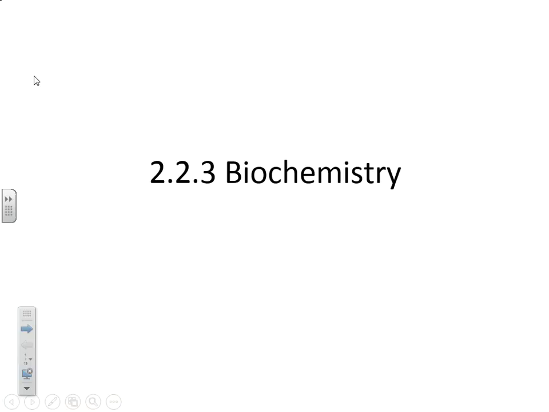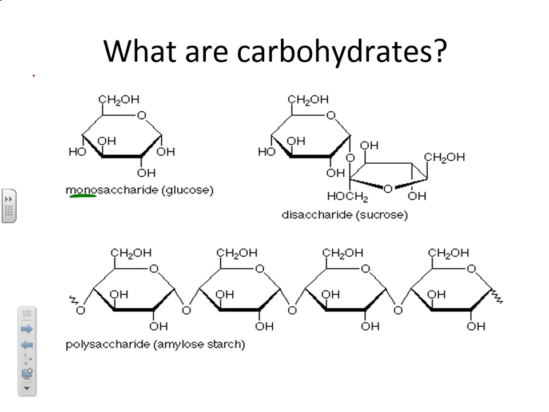Okay, this presentation is an overview of 2.2.3 biochemistry. So we're going to be focusing on macromolecules. So first we'll talk about the four major macromolecules. So the first one is carbohydrates. Carbohydrates are also known as sugars.